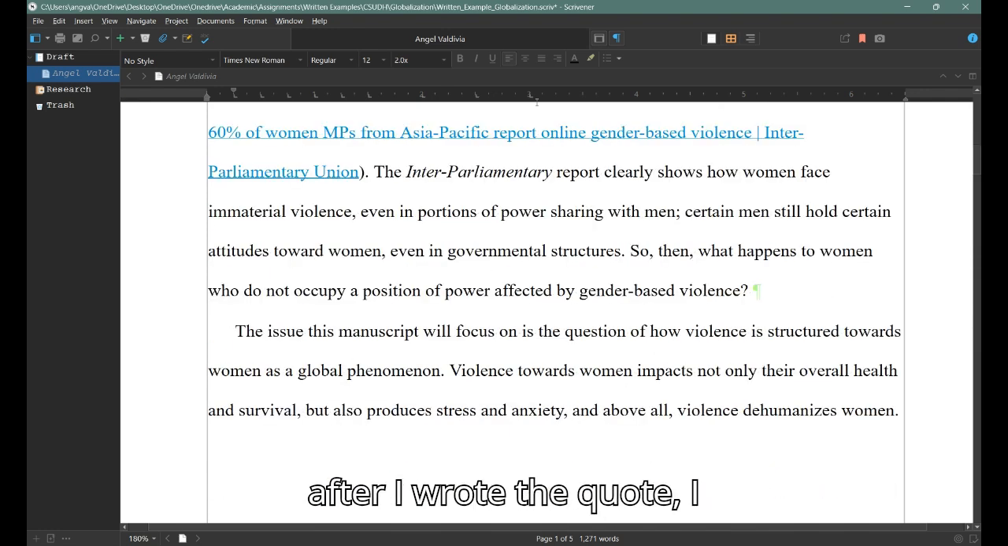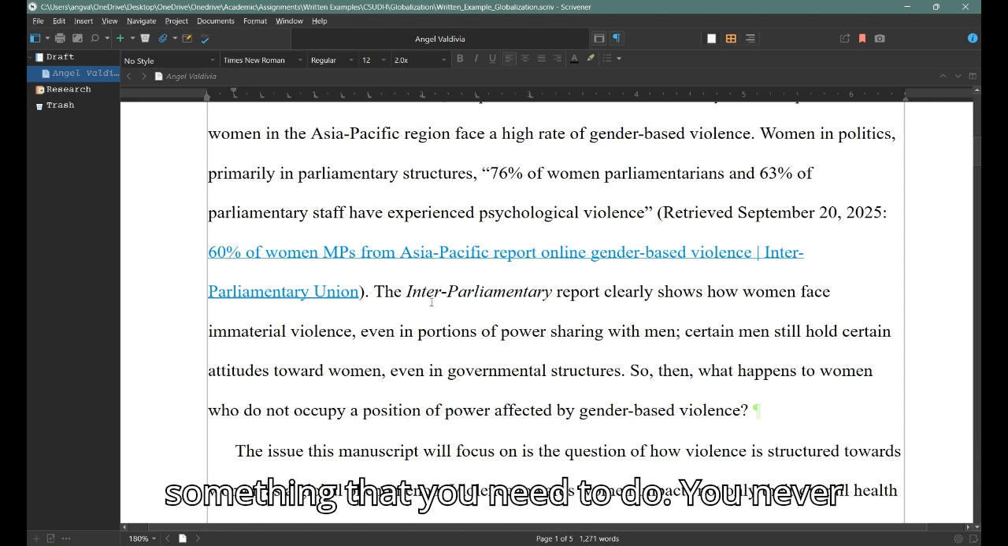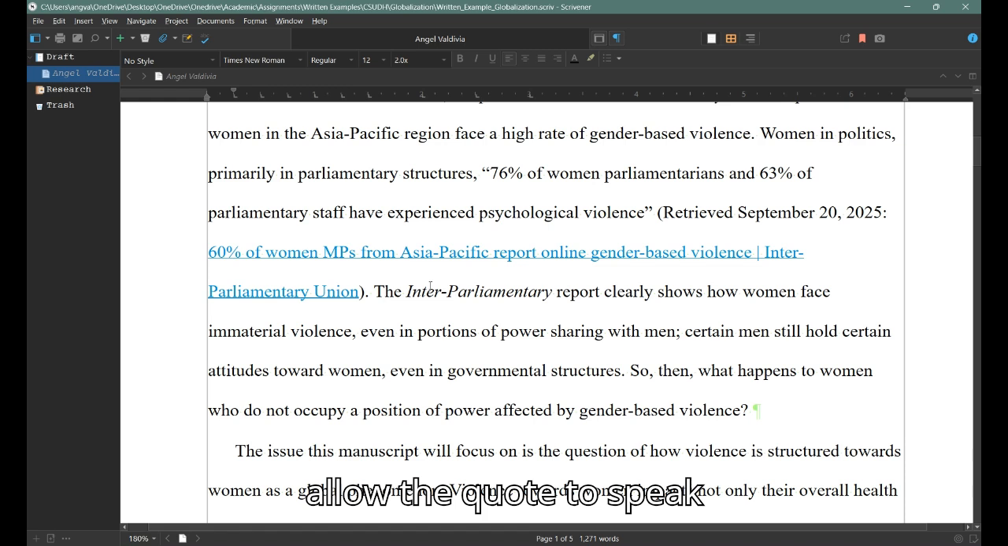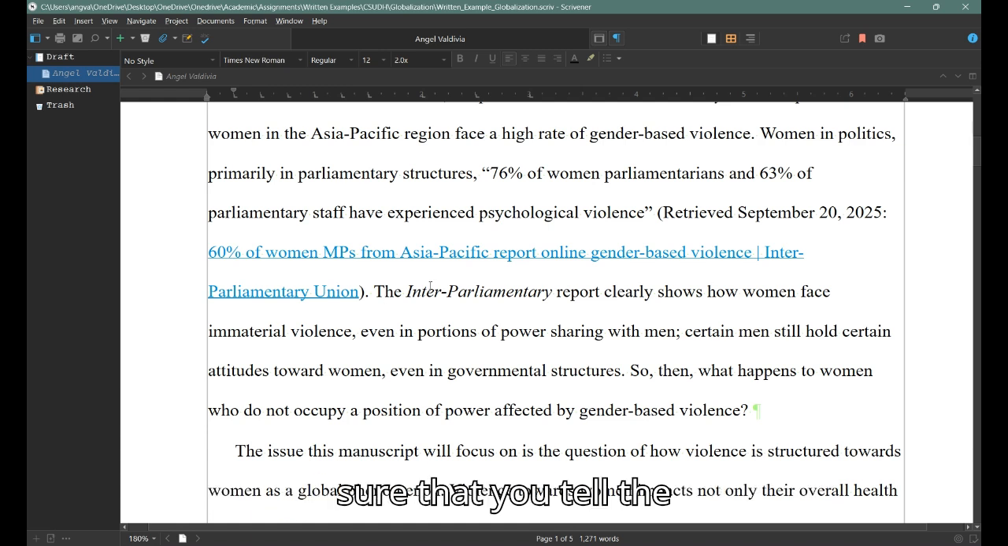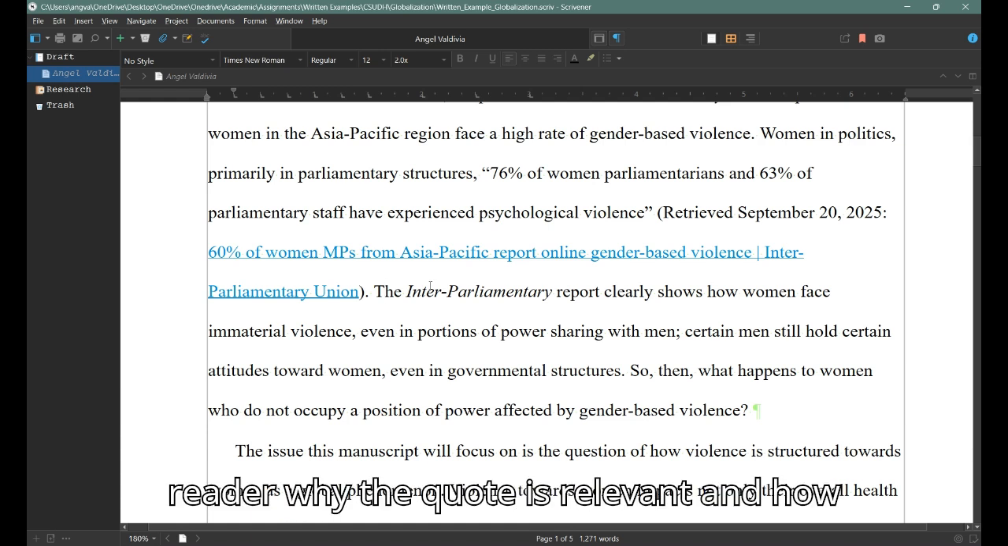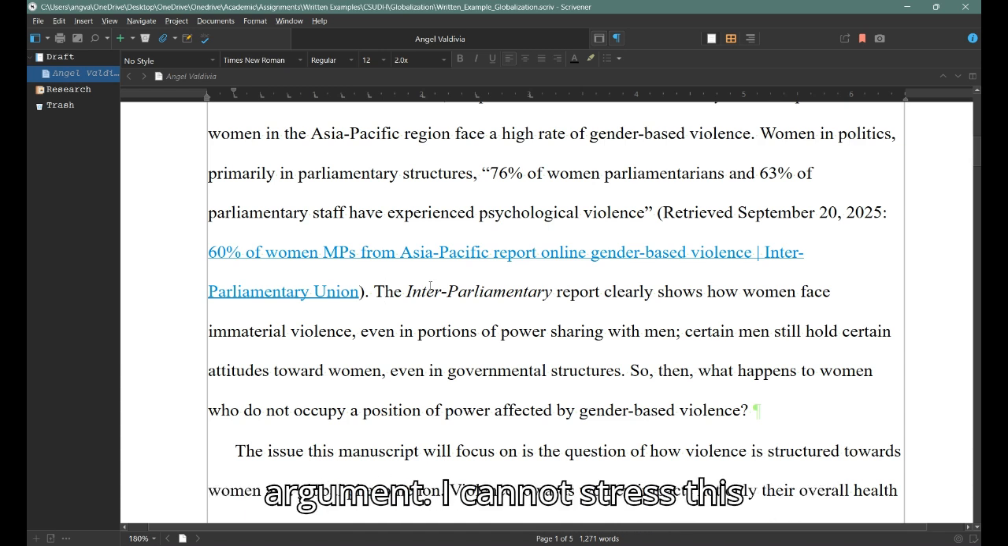And then you'll notice after I wrote the quote, I explain how the quote relates to my topic. And this is something that you need to do. You never allow the quote to speak for itself because it cannot. When you use a quote, you have to make sure that you tell the reader why the quote is relevant and how it fits within the general scheme of your argument. I cannot stress this enough.